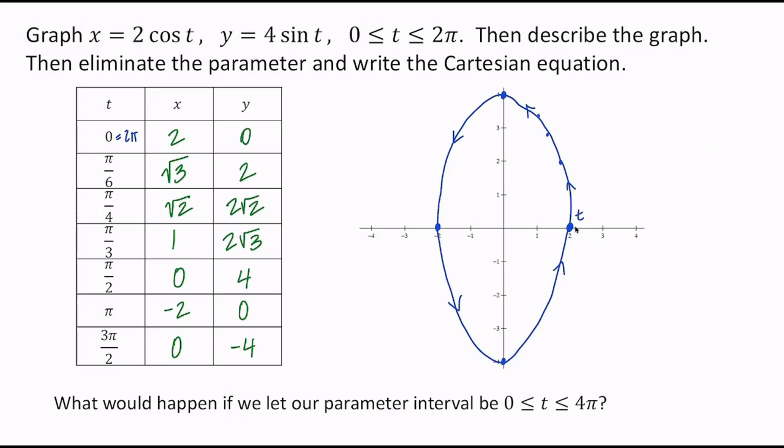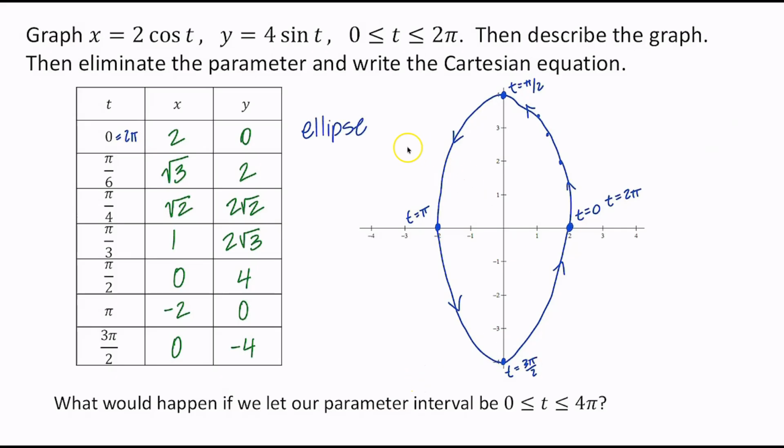So we started, this point corresponded to t equals 0, and this point corresponded to t equals pi over 2, and this was t equals pi, and then t equals 3 pi over 2, and then we got back to t equals 2 pi here. So describe the graph. This graph, if I would have drawn it a little bit nicer, is an ellipse. So this is an ellipse.